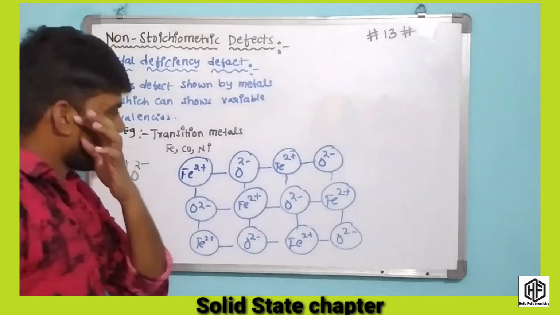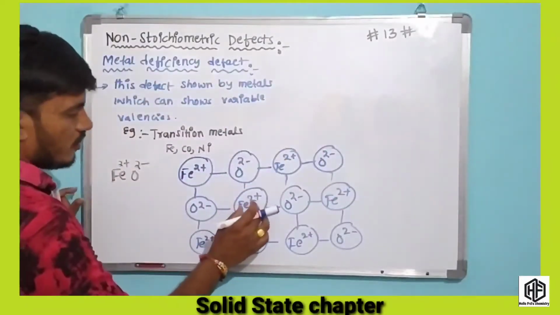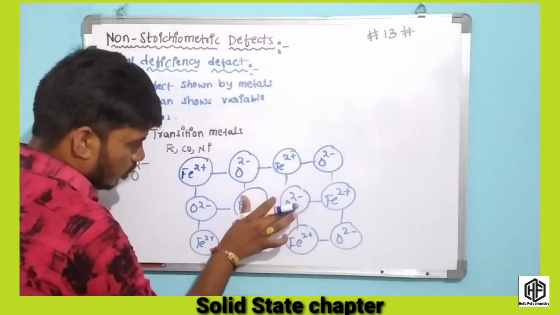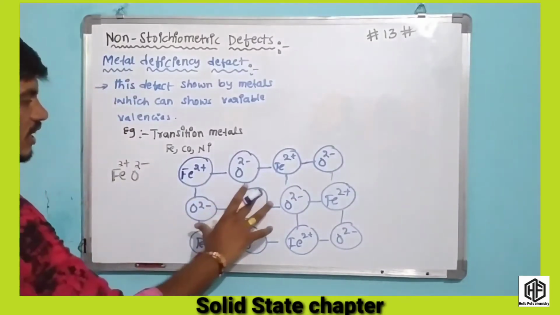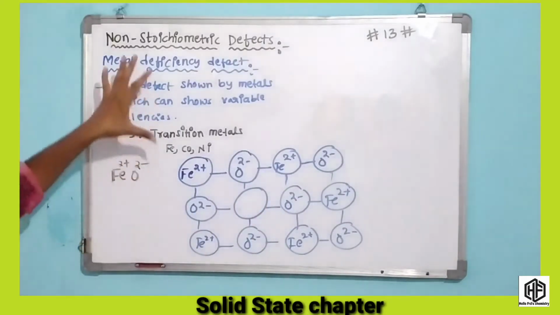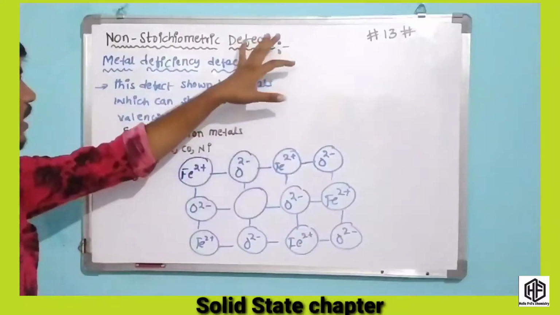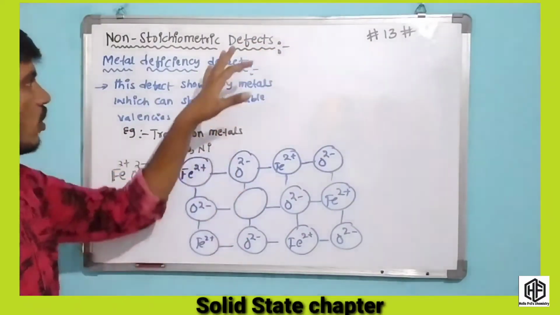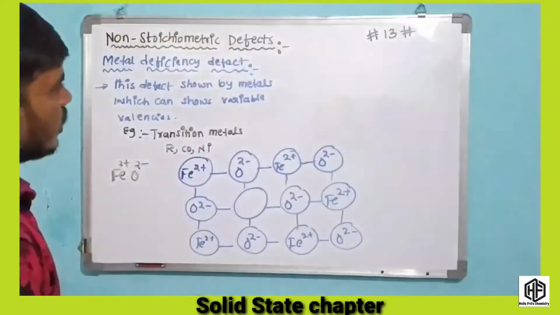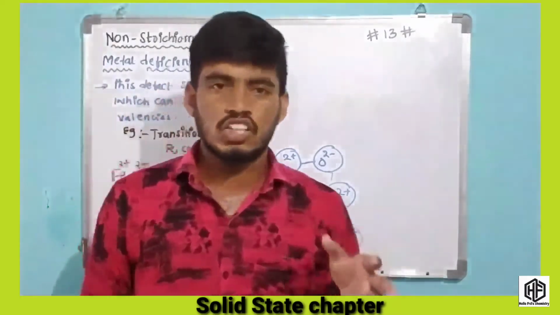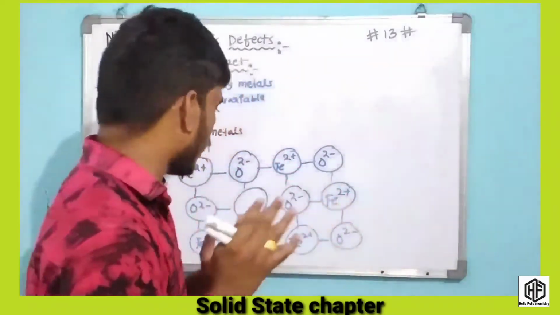Now, what is the metal deficiency defect? Friends, the metal deficiency defect means a vacancy of the metal. Consider this crystal lattice: this metal site is vacant, meaning this metal has been removed from the crystal lattice. What is the definition of the non-stoichiometric defect? Friends, it maintains the electrical neutrality but it cannot maintain the cation-anion ratio, as I explained in my previous video.